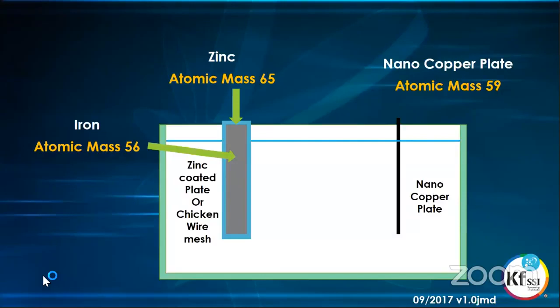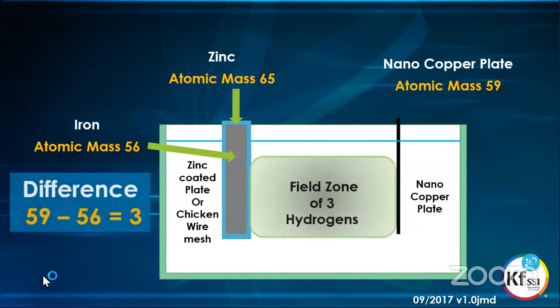But now we've also got iron in our box from the middle of your plate, or even in your chicken wire. And the atomic mass of iron is 56. So now that comes into play, because you've got your 56 and then your nanocopper plate is 59. So the difference of those two is 3. So now we are also creating in that field zone 3 hydrogens.